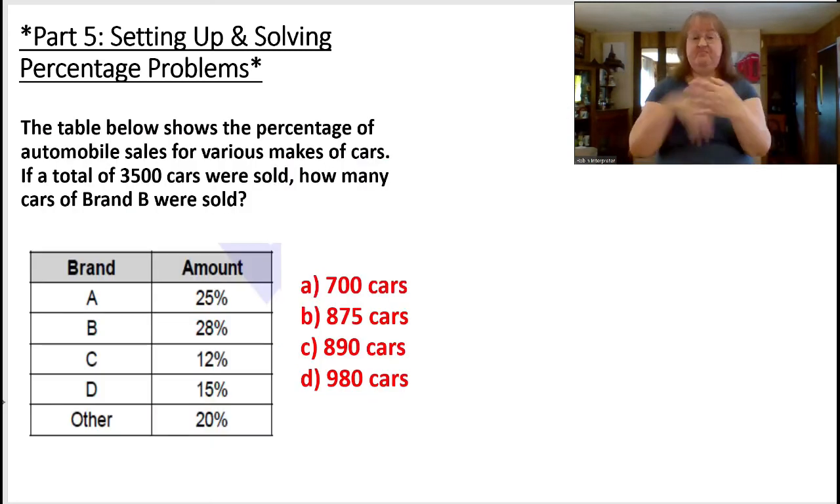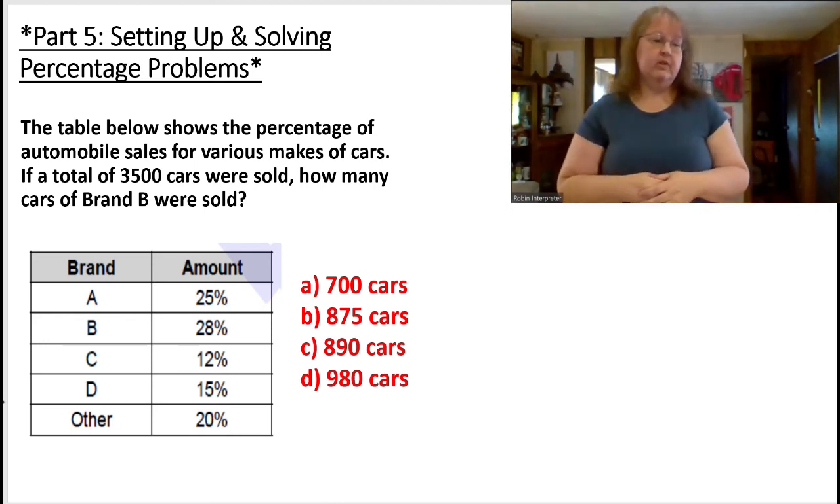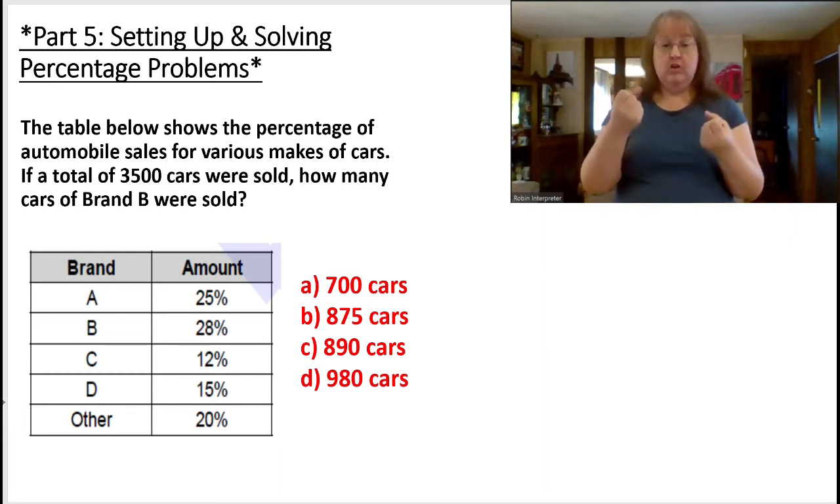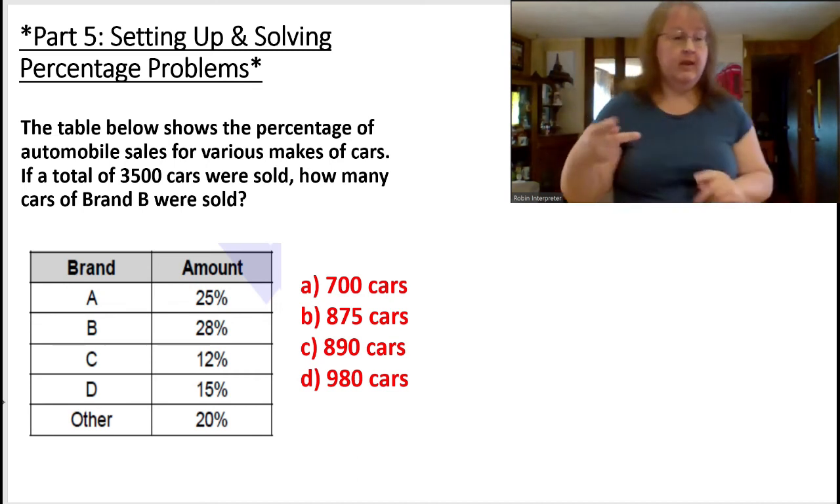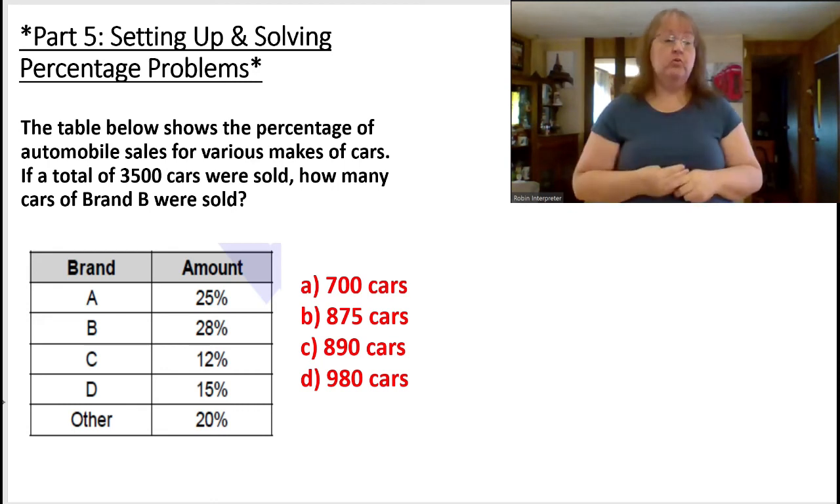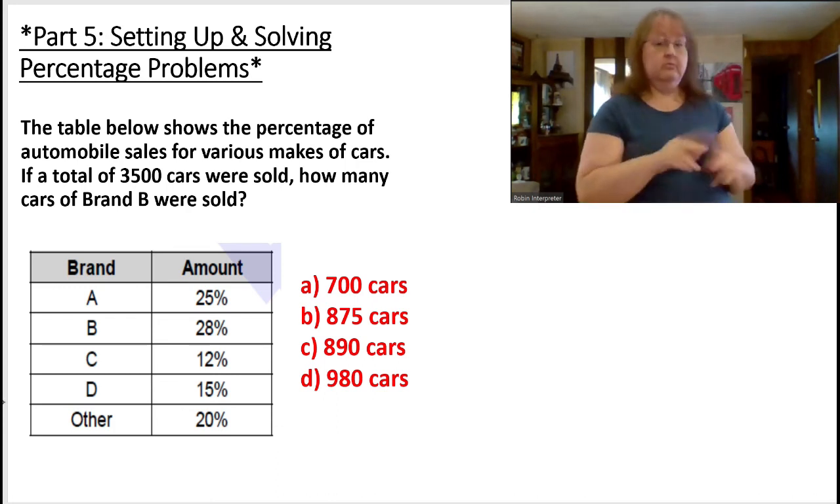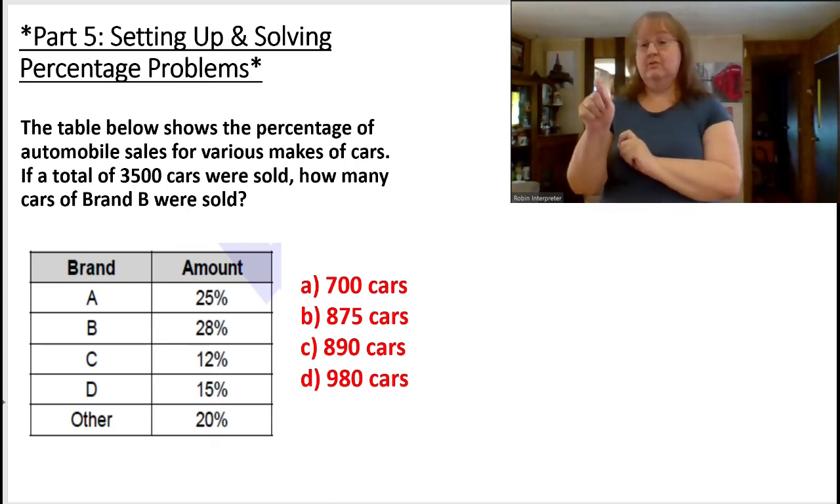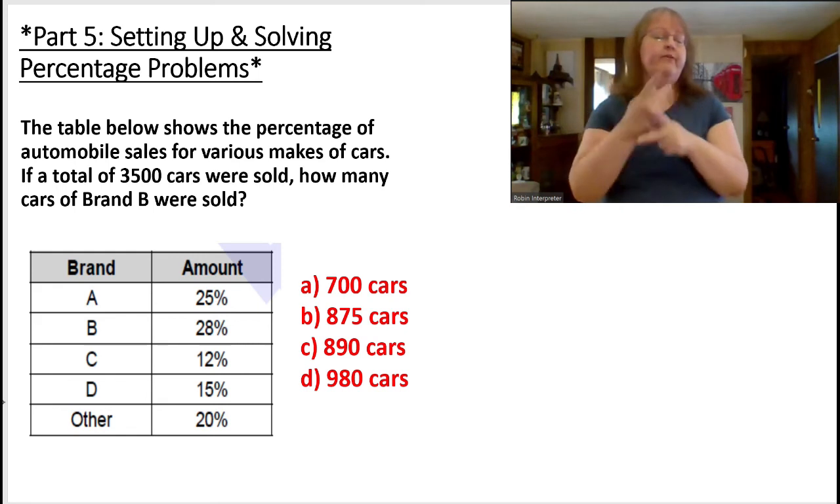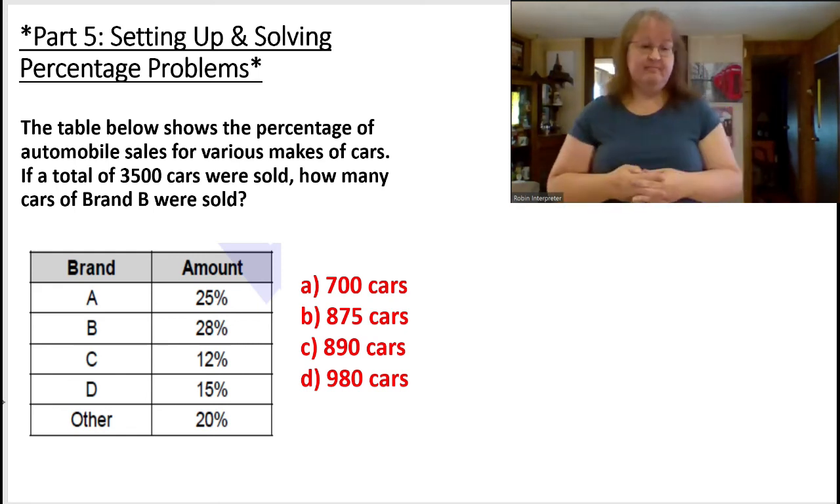So it says the table below shows the percentages of automobile sales for various makes of cars. If a total of 3,500 cars were sold, how many cars of brand B were sold? So I'm going to go ahead and let you try this one on your own. If you want, try both ways, where you're setting up a proportion, and another way where you're converting the percent into a decimal and then multiplying, and see what you get. See if you can figure both out. Okay, go ahead and press pause and then come back.